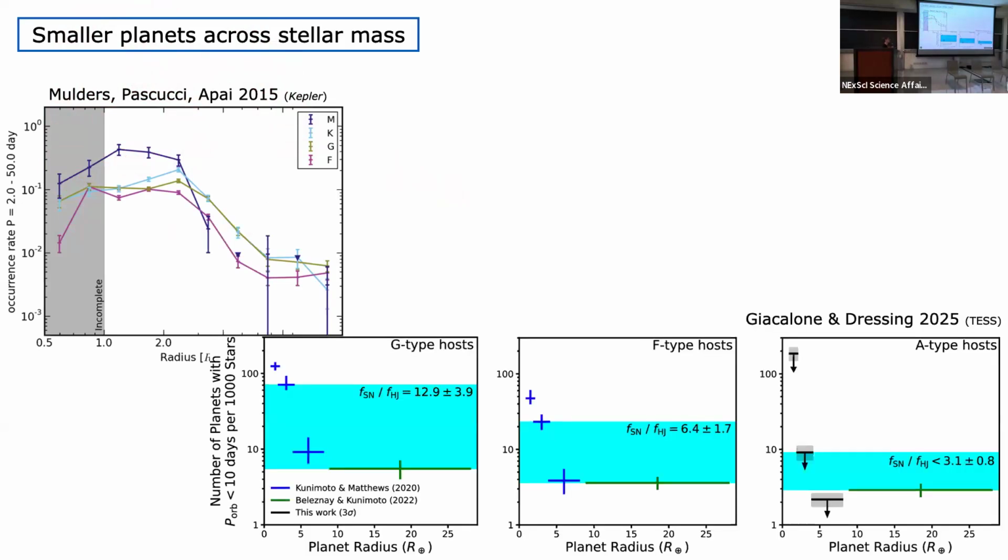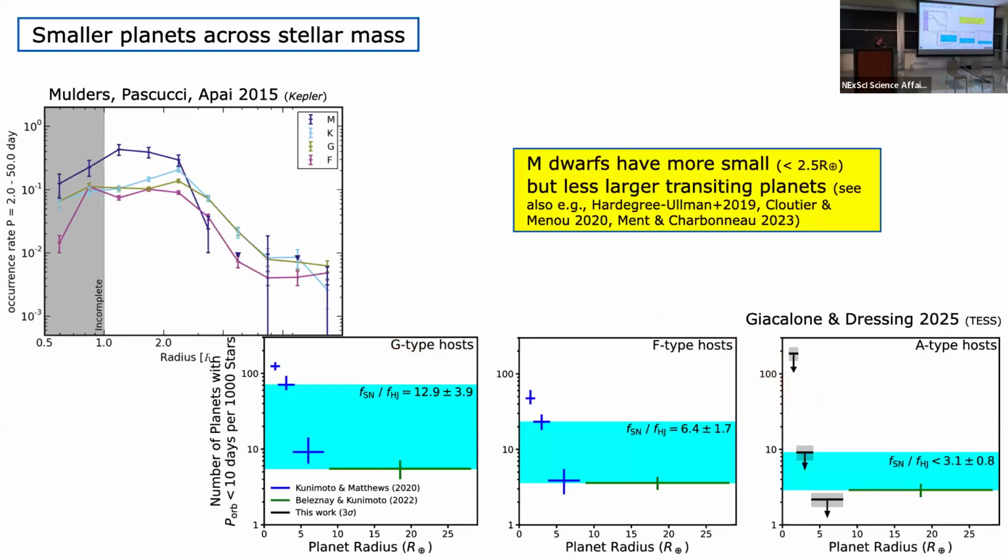You can extend this type of study to the more massive stars. Here, now we go to G, F, and A type stars. Again, the number of planets as a function of planet radius. You can see overall through these studies, as well as others indicated above, that the M dwarfs, so the smaller stars, seem to have more small planets than higher mass stars. Again, these are transiting planets, so relatively nearby. And when I say small, I mean less than 2.5 Earth radii.